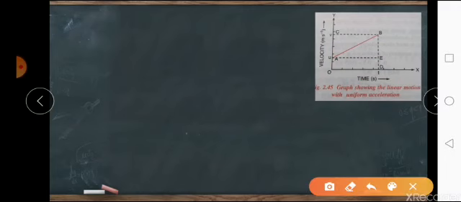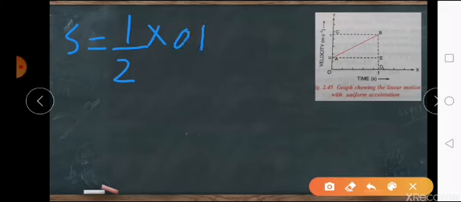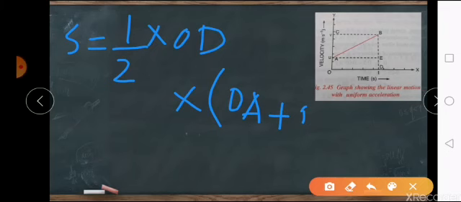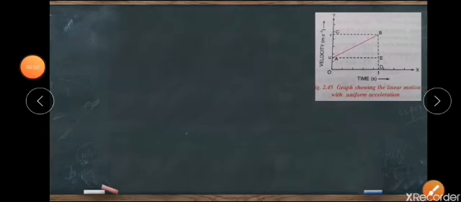Right? Trapezium OABD. Now let us apply the direct equation for a trapezium. Now look into the graph. According to the graph, that is area S is equal to half into, what is the base given there? OD, isn't it? Into sum of parallel sides. What are the parallel sides? OA plus BD. So this is what we are getting when we apply the direct equation of a trapezium.